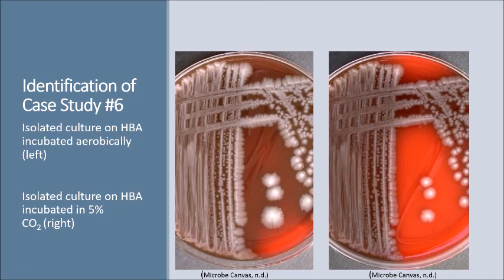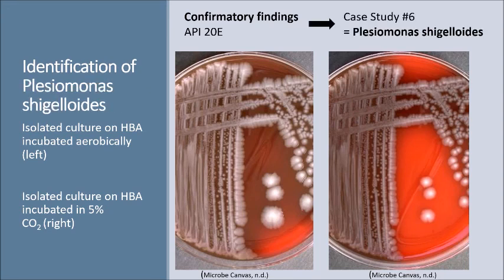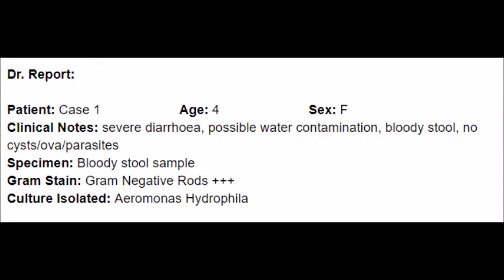The conspicuous colony morphology was also unique. The API 20E confirmed the identity of the organism as Plesiomonas shigelloides. An example of a doctor's report after GIT pathogen identification.